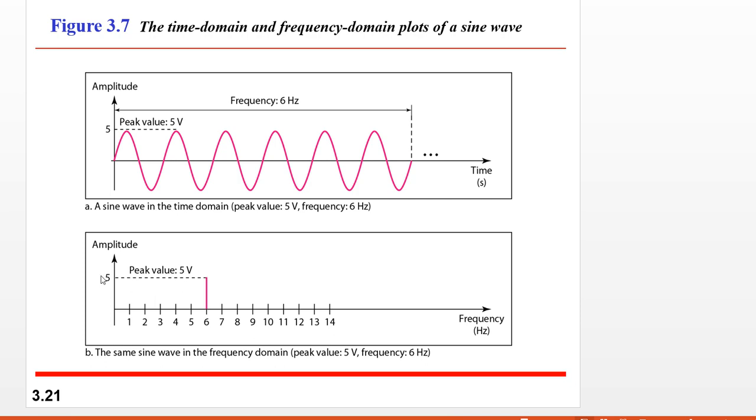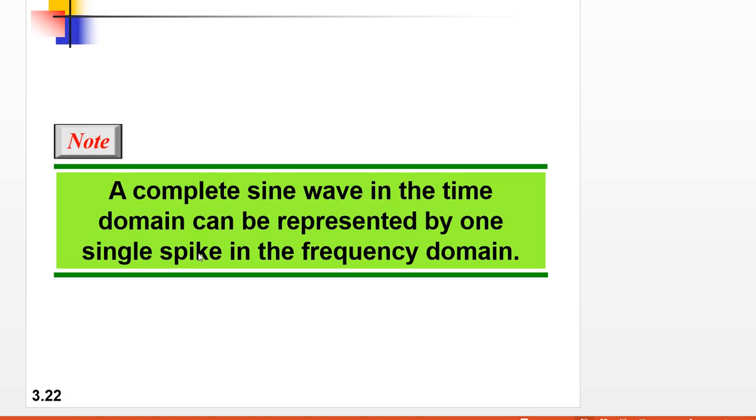What do we have to do? We draw one spike for the peak value, that is the peak amplitude, and for the frequency, 6 hertz. At the 6th point you draw one vertical line, and from the peak amplitude value you draw a dotted horizontal line. That becomes your frequency domain plot. So this is about the time domain and the frequency domain.